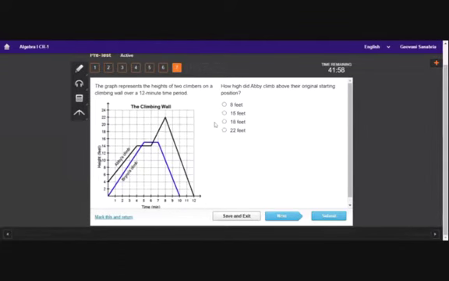It'll be 18 feet higher, right? How high did Abby climb above the original starting point? She got to 22, but she started at 4. So 18. They're trying to trick you with that 22 there, with the original start.